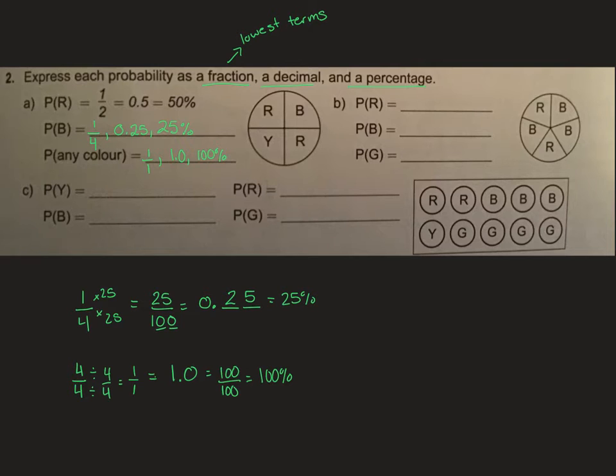So for each question, think about how many, so remember your numerator is how many have what you're looking for, so how many have R's. Your denominator is how many spaces there are all together, or in the case of the marbles, how many marbles there are all together, okay? Fractions in lowest terms, turn it into a decimal, and then write it as a percentage.